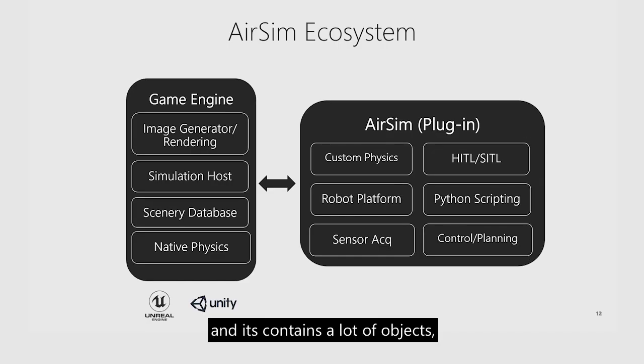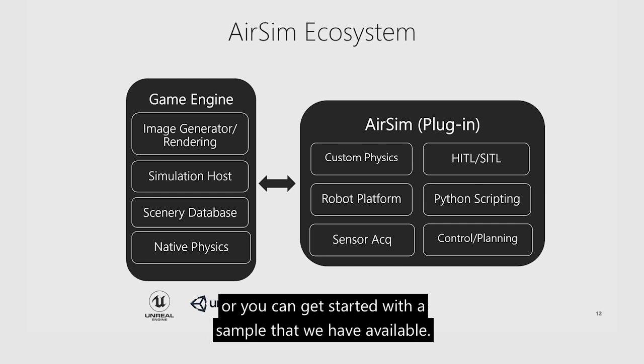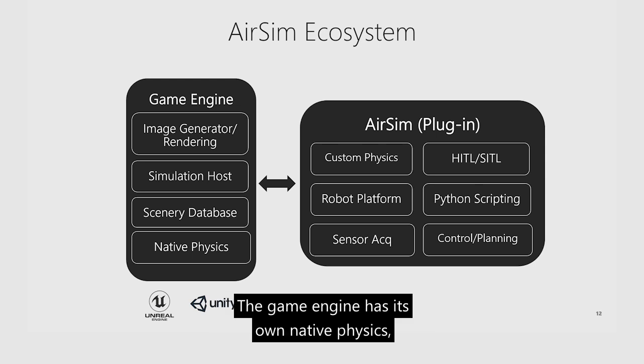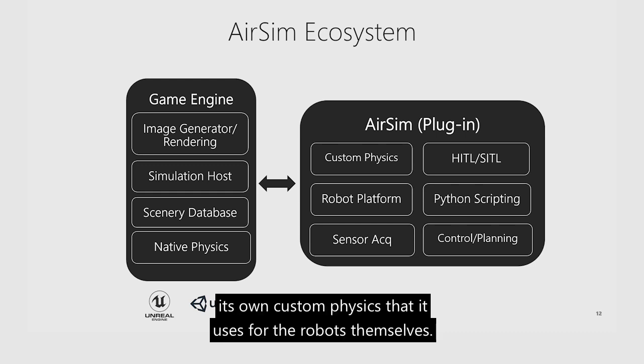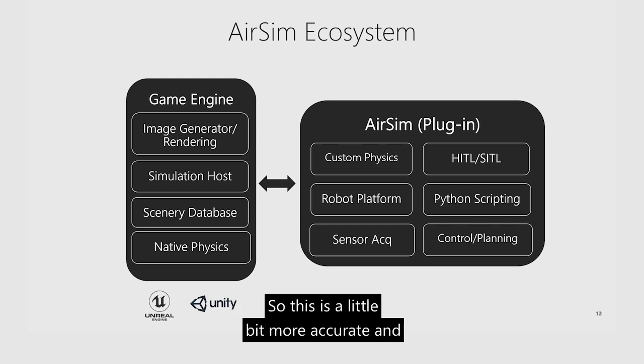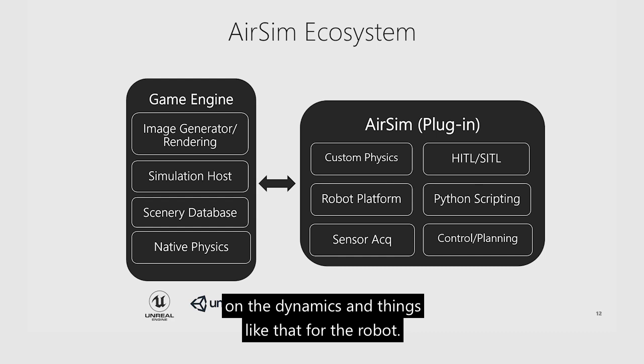It contains a lot of objects. It's basically scenery that you can design by yourself, or you can get started with some of the sample worlds that we have available. The game engine has its own native physics, which is what most of the world operates upon. But AirSim, on the right, has its own custom physics that it uses for the robots themselves. This is a little bit more accurate and easier to work with for the end user, so we can have full control over the dynamics and things like that for the robot.